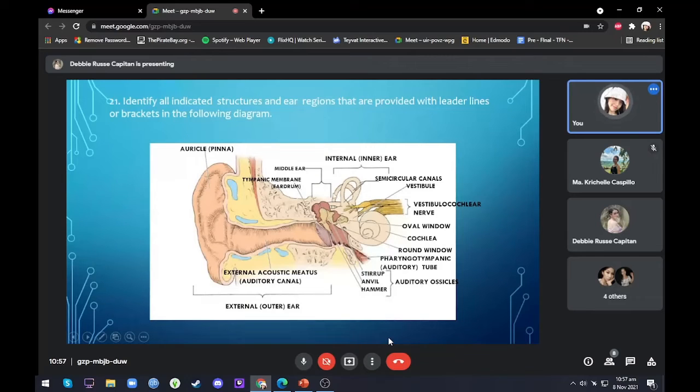Also, you can see the internal or inner ear, the semicircular canals, the vestibule, also the vestibulocochlear nerve. Also, you can see the oval window, the cochlea, the round window, the pharyngotympanic or auditory tube, and also the auditory ossicles, which consist of the stirrup, anvil, and the hammer. And also you can see the external acoustic meatus or the auditory canal or external outer ear.